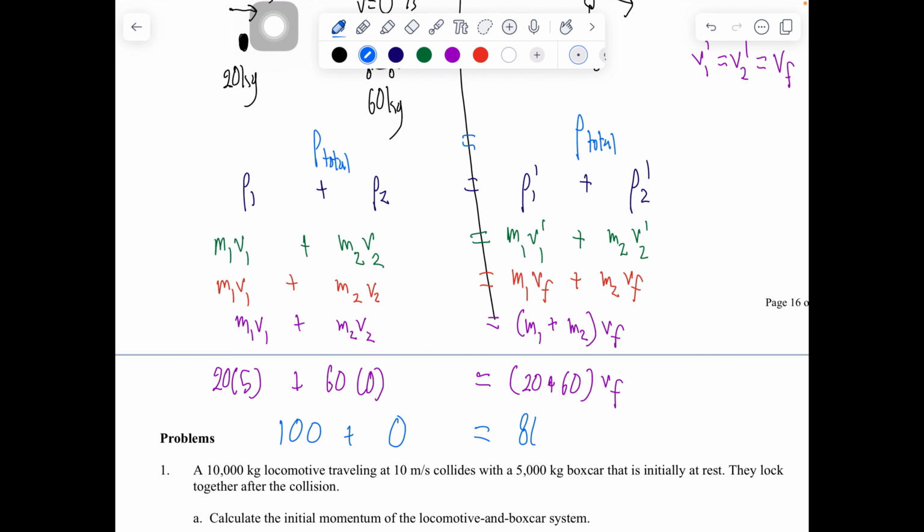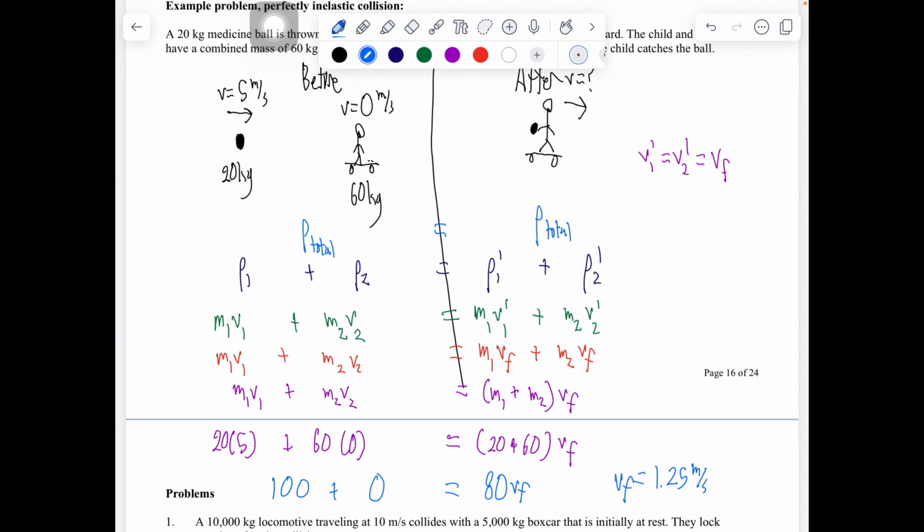20 plus 60 gives us 80 times our final velocity. Go ahead, do a little bit of division. If we plug in 100 divided by 80, we will get 1.25 for our final velocity. Again, pay close attention to your signs here. This is a positive, so that means they are moving in the positive direction.